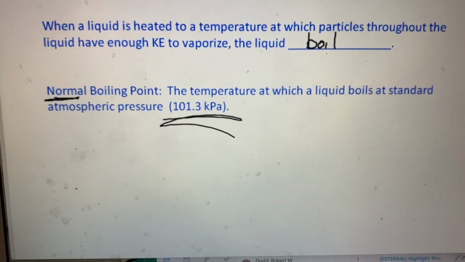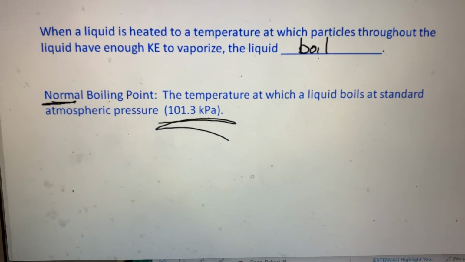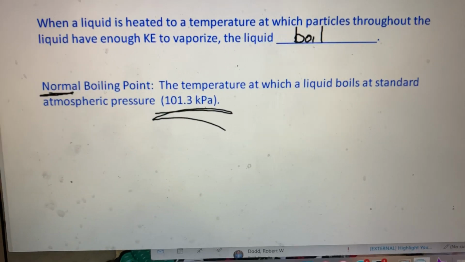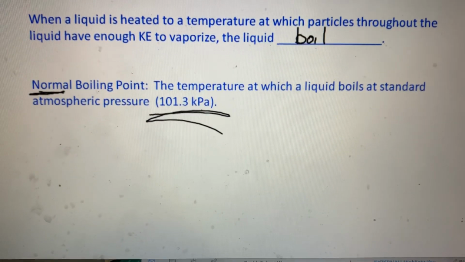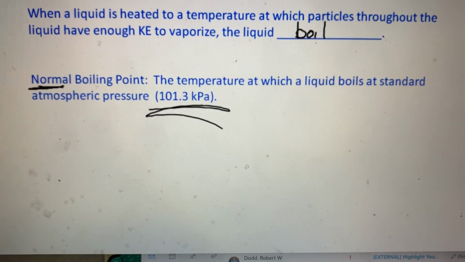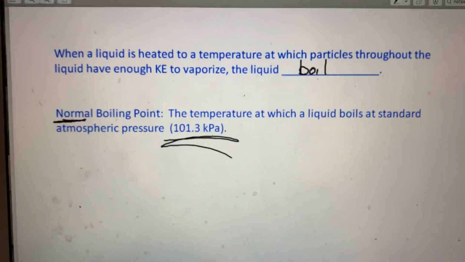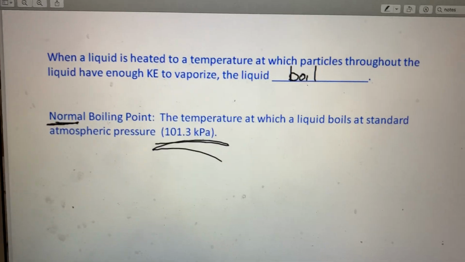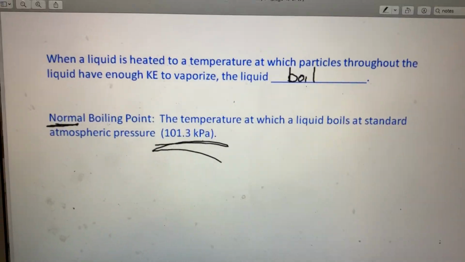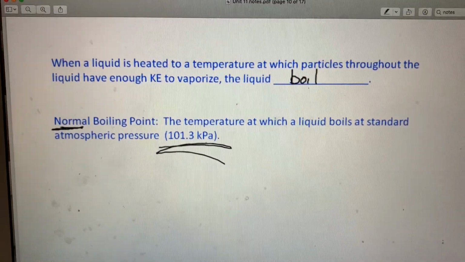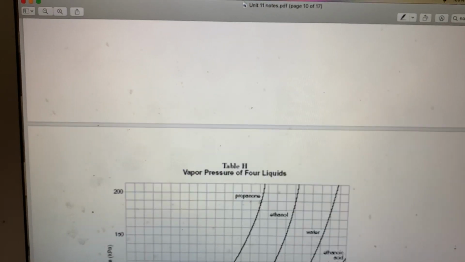Our normal boiling point is the temperature at which a liquid boils at standard atmospheric pressure. So when we say that the boiling point of water is 100 degrees Celsius, that is assuming you are at standard pressure, which again, as I mentioned before we left, we live at sea level. So typically on a nice sunny day, that is our pressure.